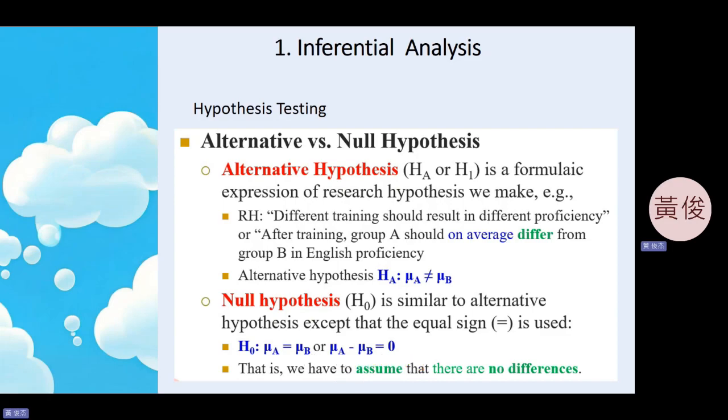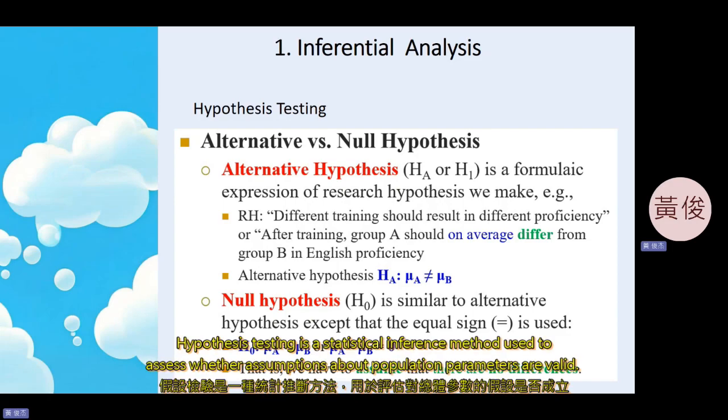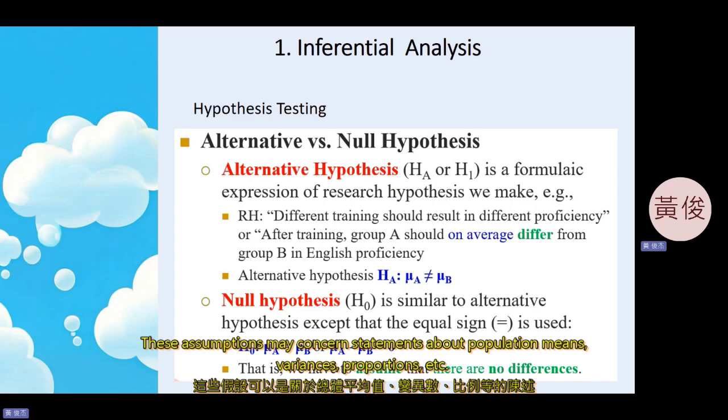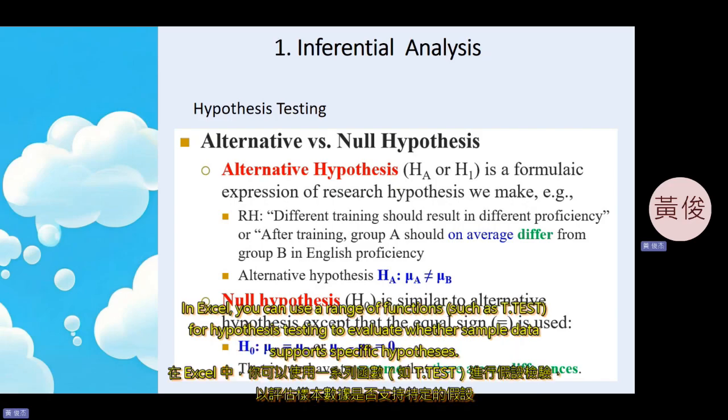Hypothesis testing. Hypothesis testing is a statistical inference method used to assess whether assumptions about population parameters are valid. These assumptions may concern statements about population means, variance, proportions, etc. In Excel, you can use a range of functions, such as the T.TEST, for hypothesis testing to evaluate whether sample data supports specific hypotheses.